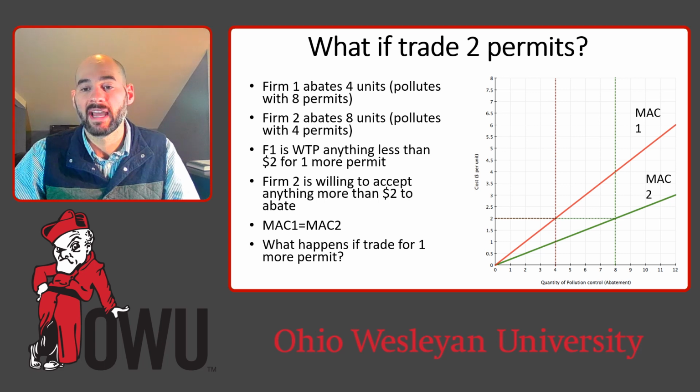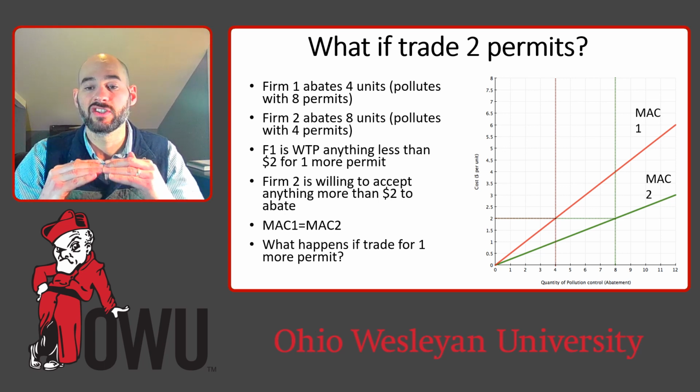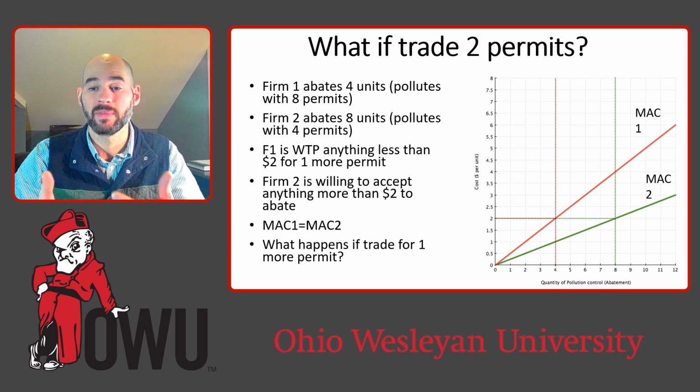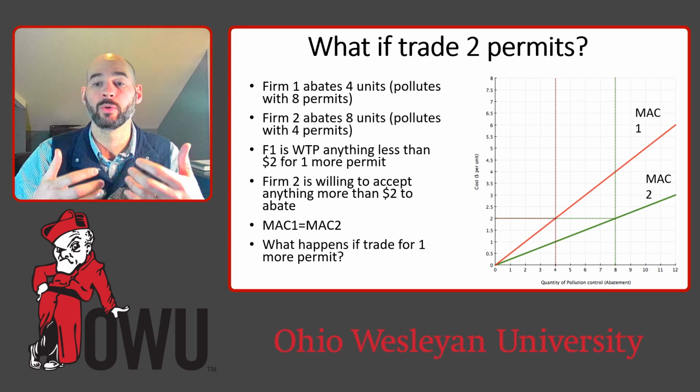Firm 2, on the other hand, only has 4 permits, so they're only permitted to pollute 4 units, which means they're going to have to abate 8 units of pollution. And the marginal cost of abatement for that 8th unit is going to be $2. So the marginal cost of abatement for these firms are equal, and the total number of permits in circulation between these 2 firms is equal to 12. And the total amount of emission that's going to be reduced through abatement is equal to 12 as well, still cut in half.